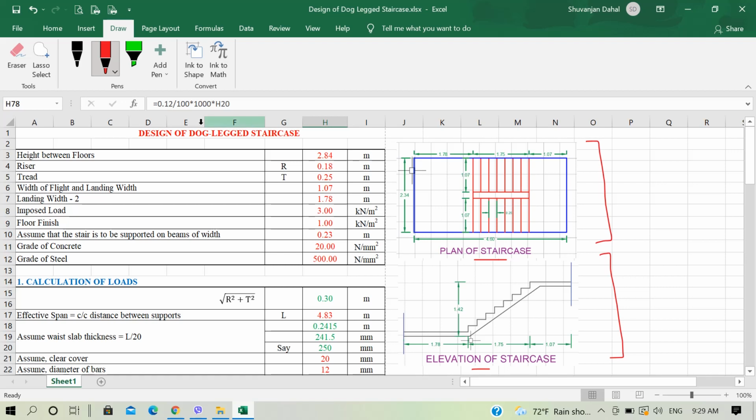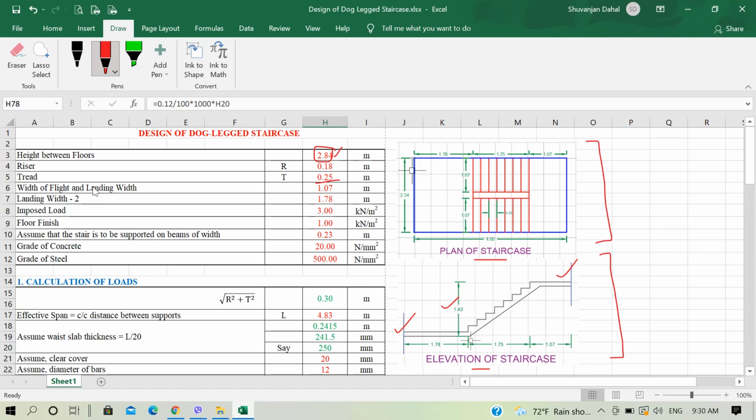Some input data I have written on the left hand side, that is, the height between floors is 2.84 meter. Since our height between floors is 2.84 meter, the height between the starting landing slab and the mid landing slab will be half of this height, that is 2.84 divided by 2, which is 1.42 meter. Our riser is 0.18 meter or 180 mm. The height of our riser is 180 mm. The width of our tread is 250 mm, so 0.25 meter.